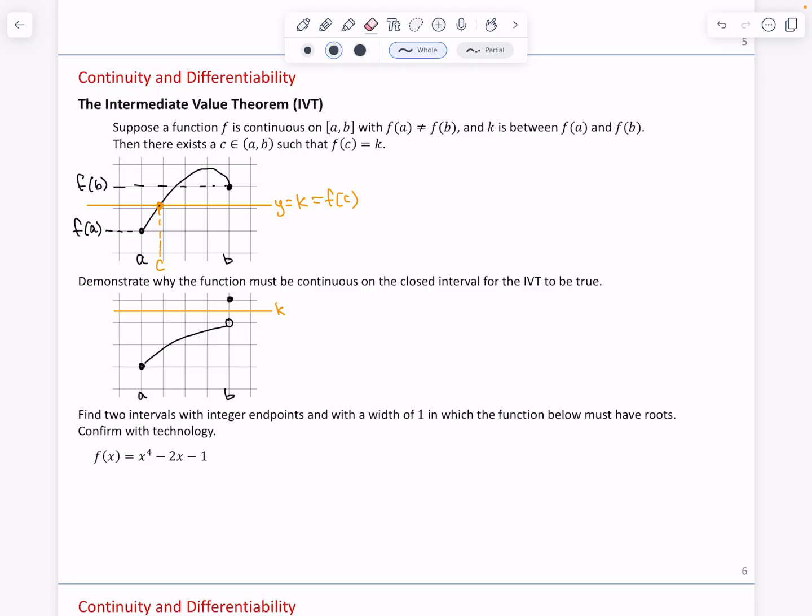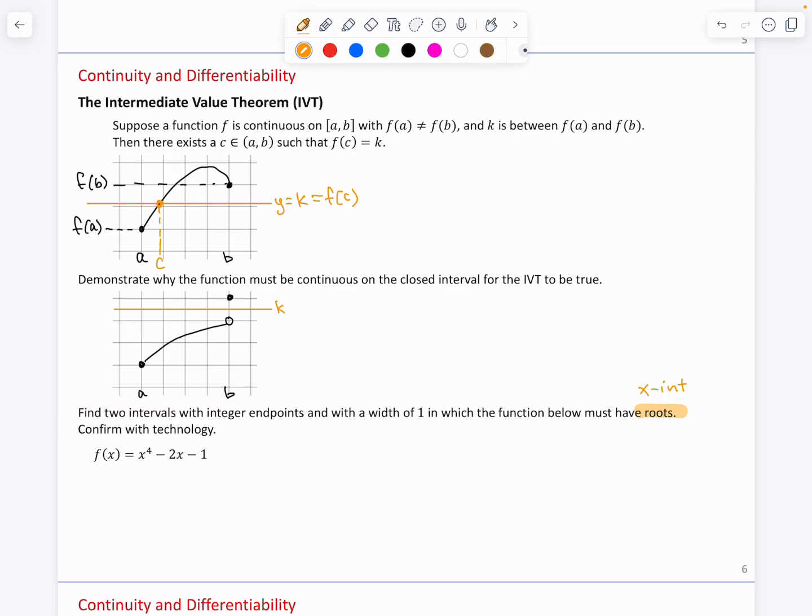Now this is a useful theorem for a few reasons. I'll give you just one. Find two intervals with integer endpoints and with a width of 1 in which the function below must have roots. Confirm with technology. Now the word root just means x-intercept in this case. We're going to do this by making a table of points.